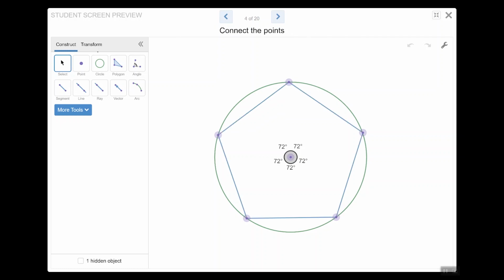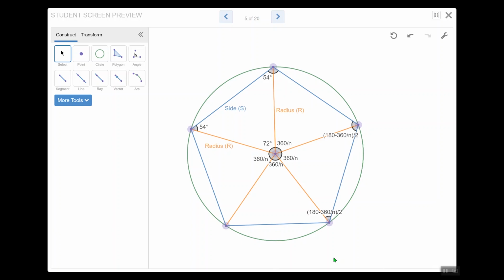Next, connect the points to each other, forming our regular pentagon. To assist us in finding the area of this regular pentagon, let's draw lines from each point on the pentagon to the center of the circle. Note how each of these triangles formed by drawing line segments from the points on our regular pentagon to the center of the circle are congruent and isosceles.